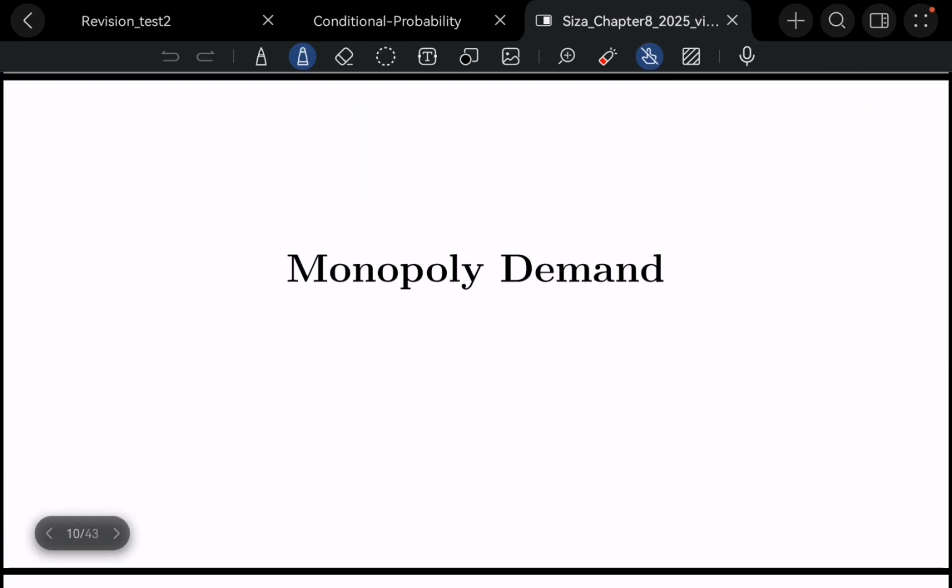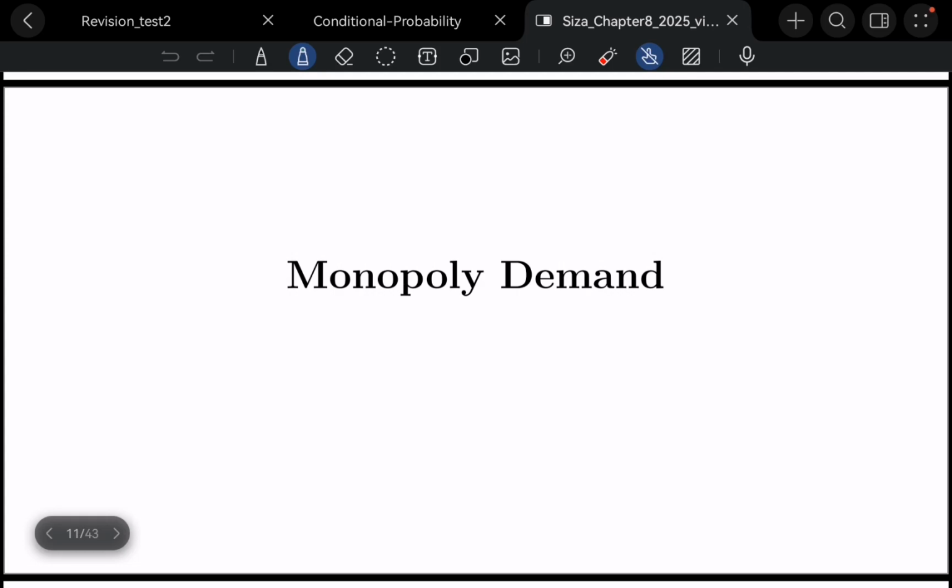Okay. So in the next video in this series, we'll talk about monopoly demand, and we'll also see maybe how it contrasts with purely competitive, or perfectly competitive demand.